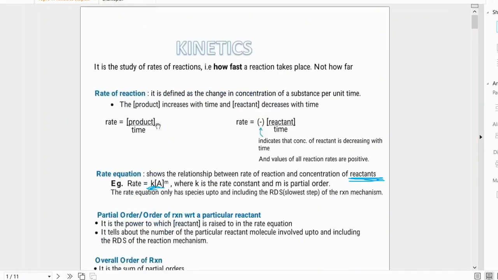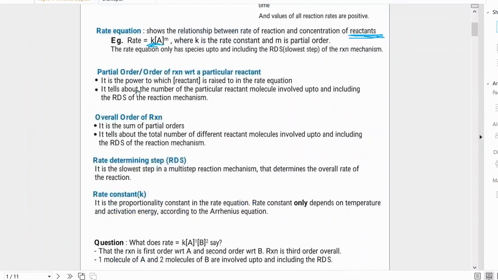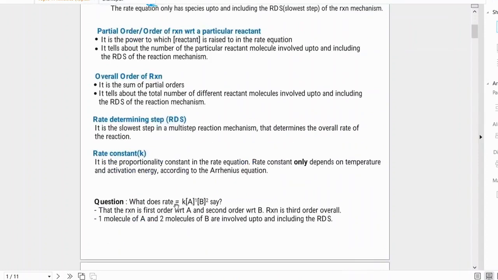Now, putting all these definitions into practice, let's see what we can deduce. What does rate equals k [A]^1 [B]^2 say? It says that the reaction is first order with respect to A, and second order with respect to B, and the reaction is third order overall, because 1 plus 2 means 3. So the reaction is third order overall.